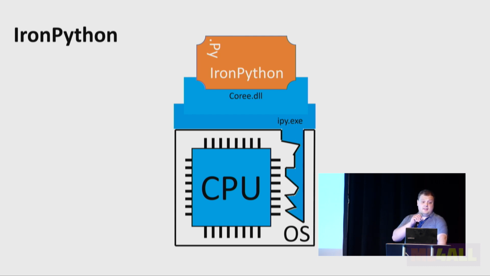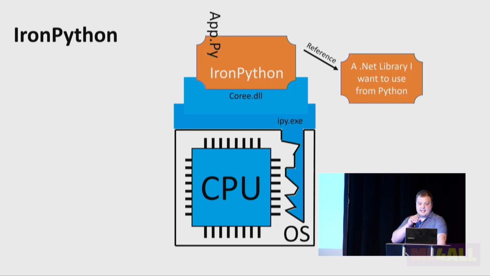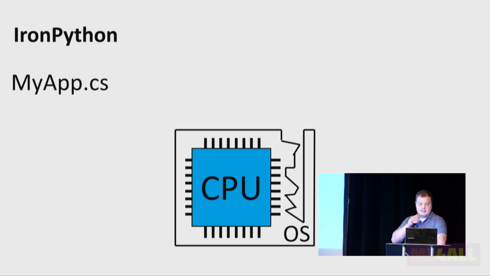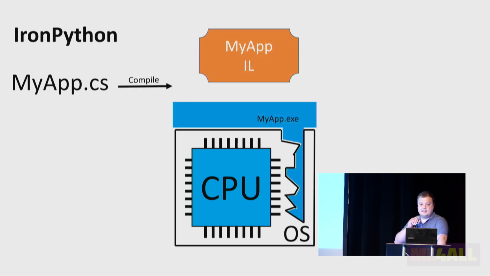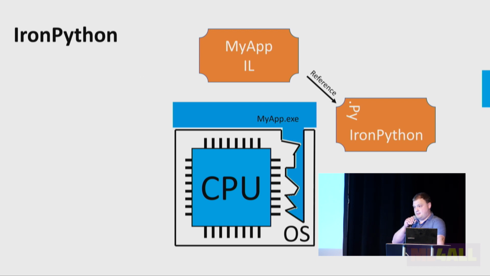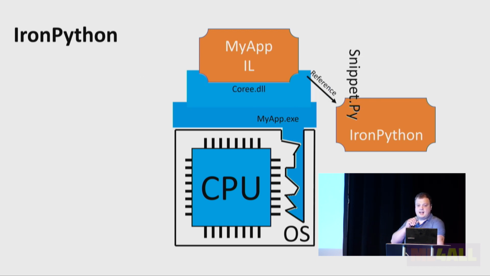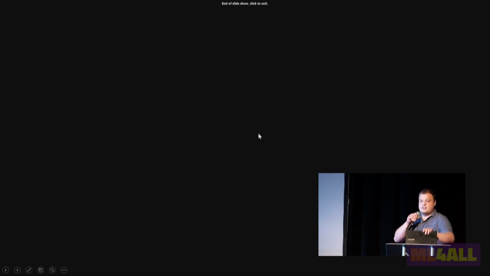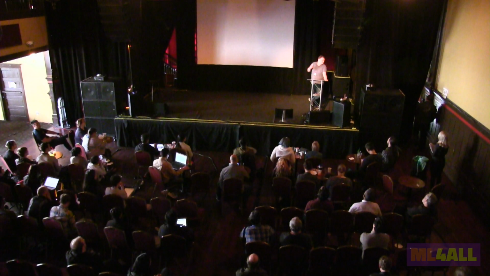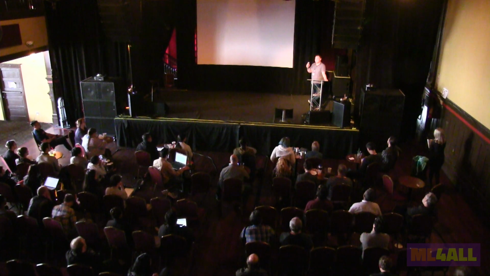So where IronPython has benefits over Python for .NET is I can write an application in C# and reference IronPython and allow people to enter Python snippets into a .NET application. And that's, yep. So where this might be of use is, I think I'm out of time.